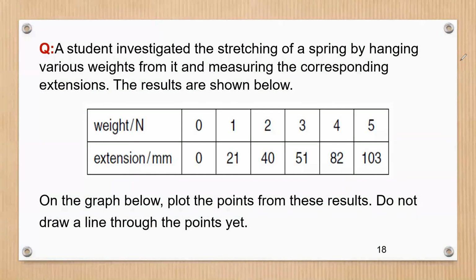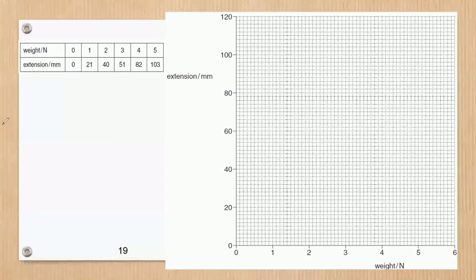Now we are going to do the last question, where I'm going to calculate the value of the spring constant by plotting the graph. A student investigated the stretching of a spring by hanging various weights from it and measuring the corresponding extensions. The results are shown below. On the graph below, plot the points from these results. Do not draw a line through the points yet. So that's the data given for the force and extension, and that one we are going to plot on the graph. So we are going to use load, weight, and extension to plot the graph.